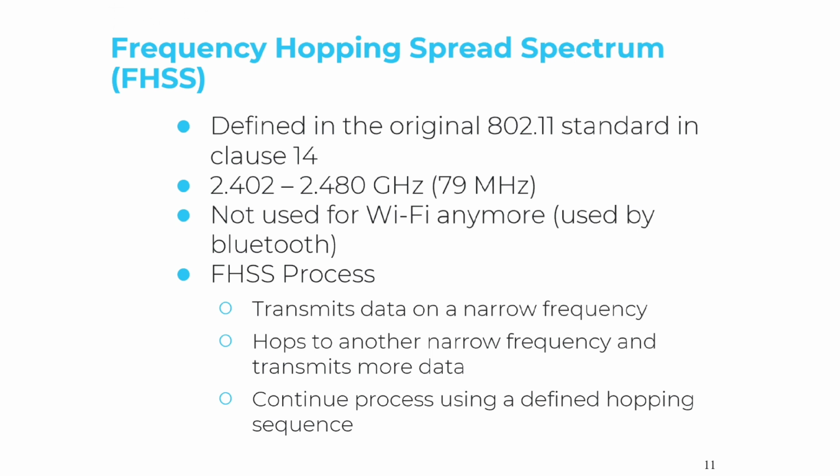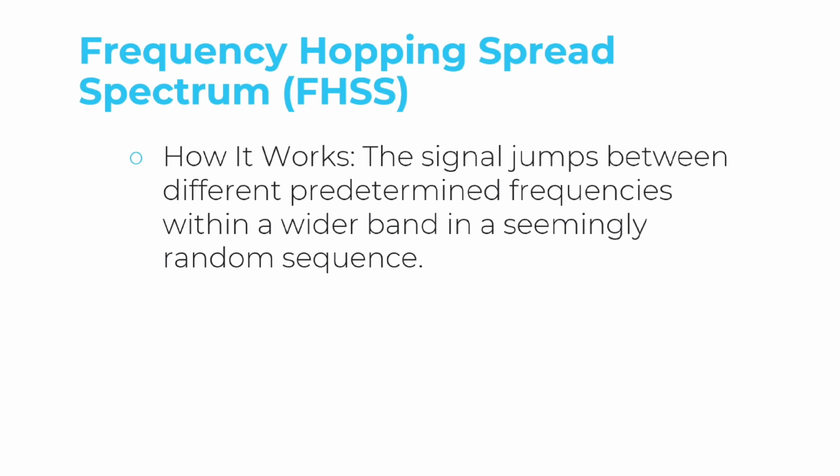The number of hops, the dwell time, and the hopping sequence are very different for Bluetooth versus 802.11 FHSS. And why should I care? It is important to understand that Bluetooth does operate on the same 2.4 GHz band, which is exactly the same as our 802.11b, g, n, and ax devices. So they can very well overlap and interfere with each other. So how does this even work? The signal jumps between different predetermined frequencies within a wider band. Imagine yourself playing hopscotch when you were a kid, right? You jump from one square to another in a random order that only you and your friend know. Just like FHSS, outsiders can't predict your next move, making it harder for them to intercept your path, basically.